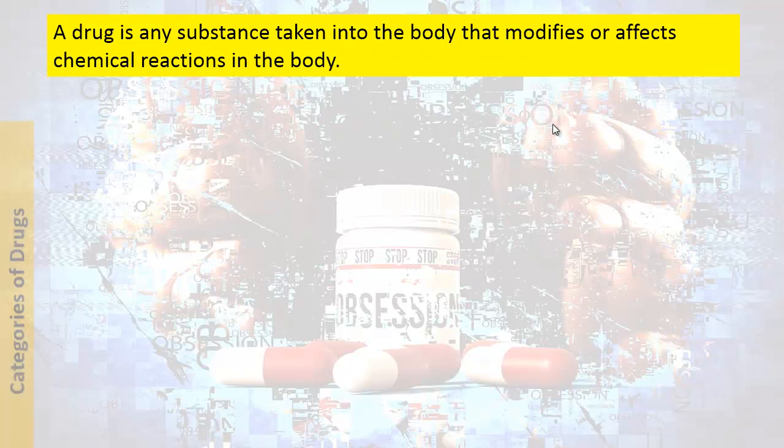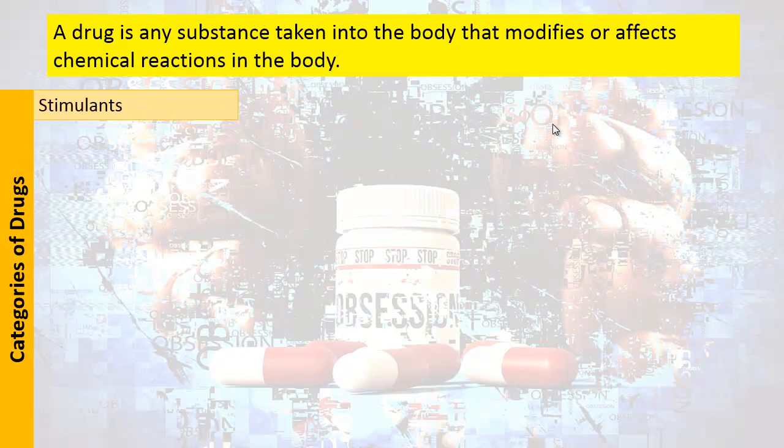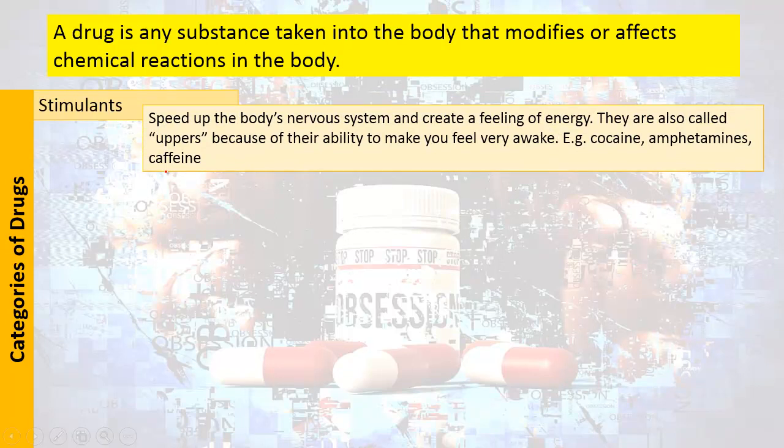And so when you talk about categories of drugs, I'm going to be listing a lot of these categories over here. As far as our syllabus goes, we need only a few of them, but no harm being aware of the different categories of these drugs. So firstly, we have stimulants. These are also called uppers, because as this tells you, these speed up the body's nervous system and create a feeling of energy. A common example of this is coffee.